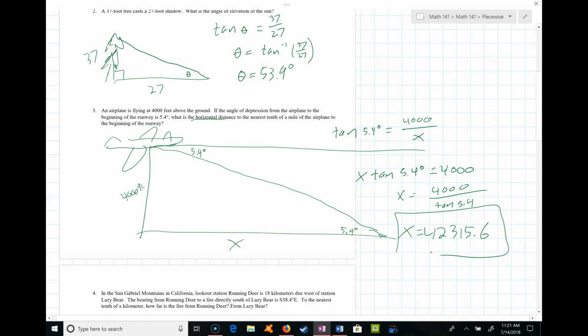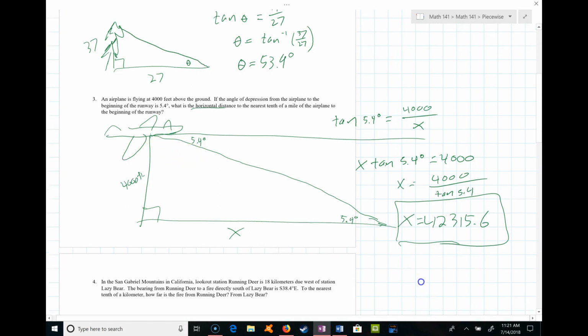Notice it's quite a bit bigger than the 4,000, but that's comforting because this angle is so small, so we'd expect this side to be a lot larger. Because if that's 5.4 and this is 90, we know that's like 85.6. So that's a much bigger angle, so we'd expect that side to be much, much bigger.